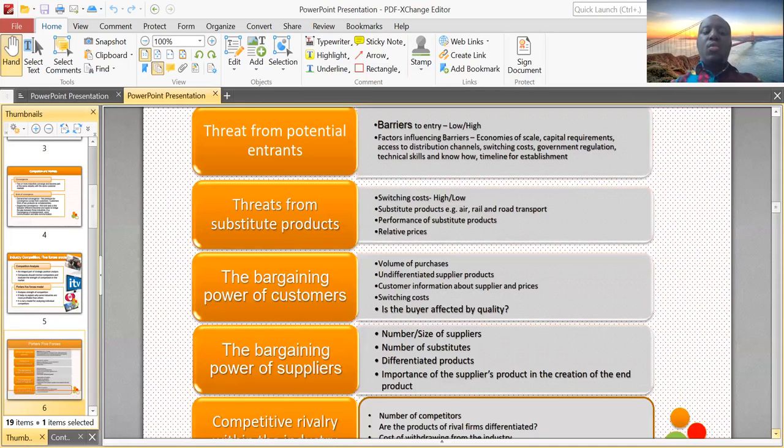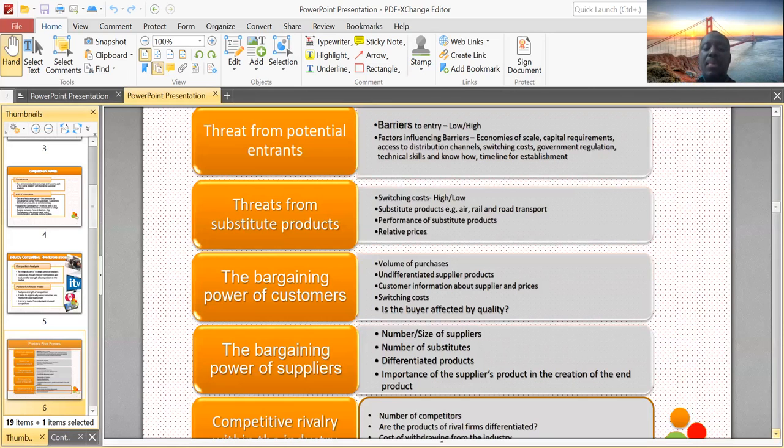So if a customer has high bargaining power, that obviously impacts an organization, and therefore it also creates competition. If the customer doesn't have a high bargaining power, their bargaining power is low, then that also has a negative impact on competition.